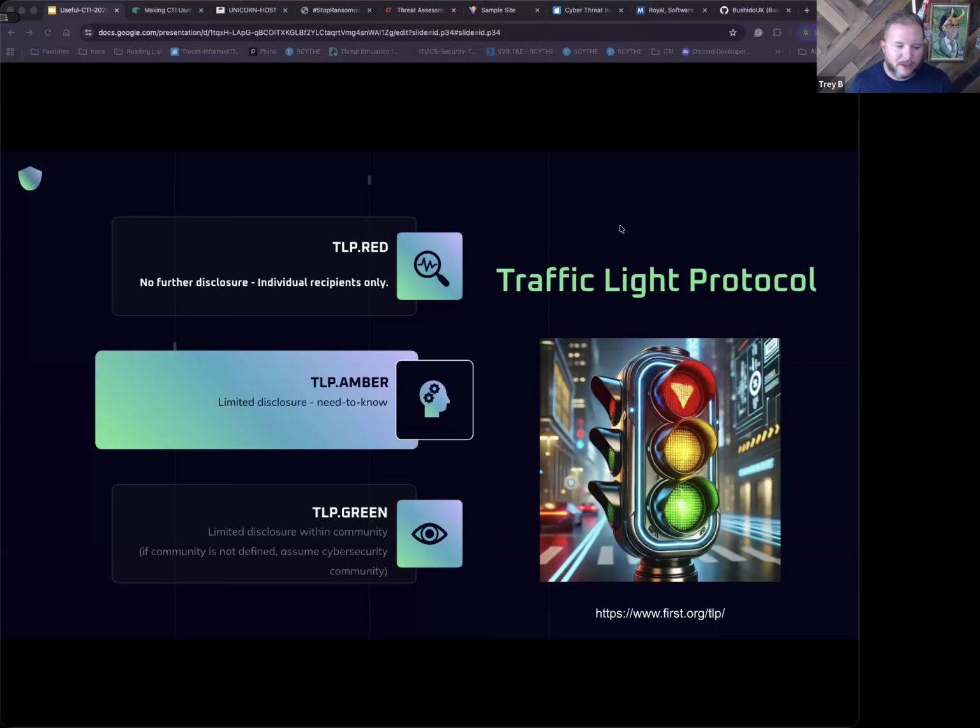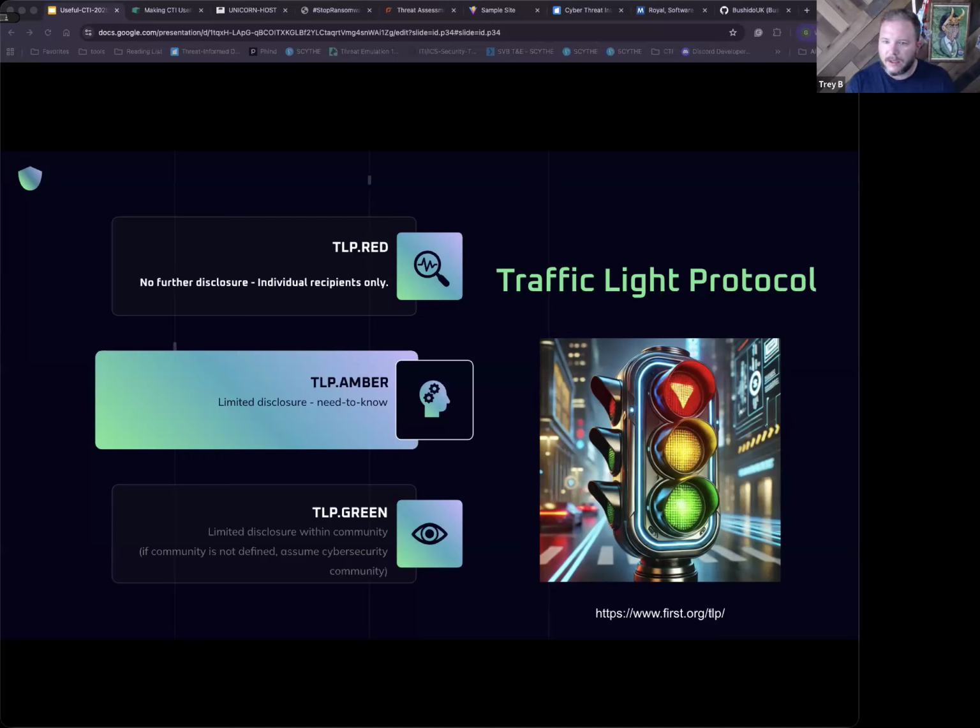And then lastly, there's TLP clear. This is basically anyone can have it: spread the word, write all the blog posts, put everything on Twitter. It's open sharing at that point. So again, clear is wide open, green is within the community, amber is limited, sensitive, need to know. Red is literally just between you and whoever you give it to. That's really what it boils down to from a traffic light protocol. I won't dive too deep into this and information sharing procedures, that's for another time, but I wanted you to be aware of it since we were talking reporting and dissemination.